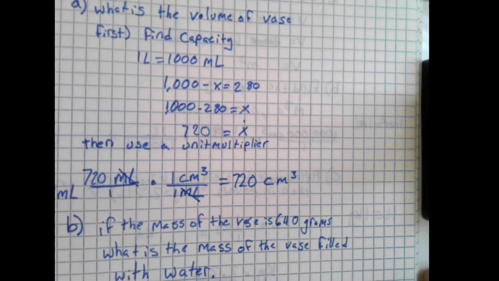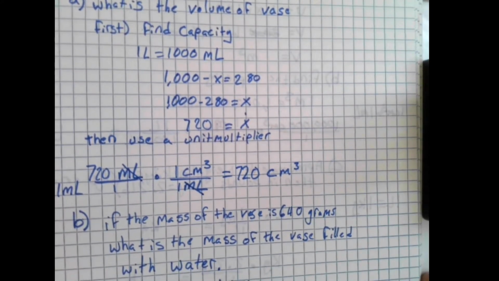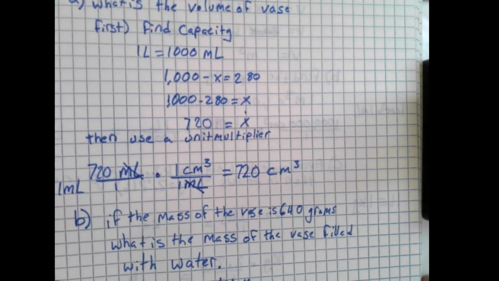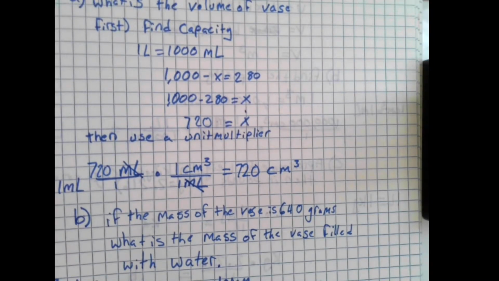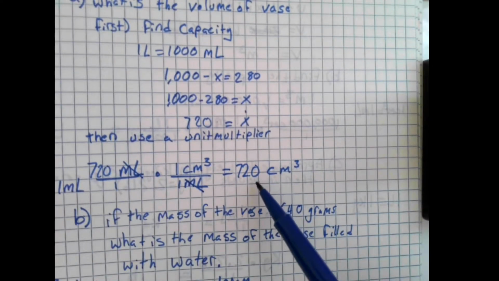Part B says, if the mass of the vase is 640 grams, what is the mass of the vase when it's filled with water? Well, 1 cubic centimeter is 1 gram. So the vase plus the water will be our total. We know that it has a capacity or volume of 720 cubic centimeters, so the water in the vase will be 720 grams. If the vase itself is 640 grams, it's 640 grams plus 720 grams. 720 plus 640 will be 1,360 grams.